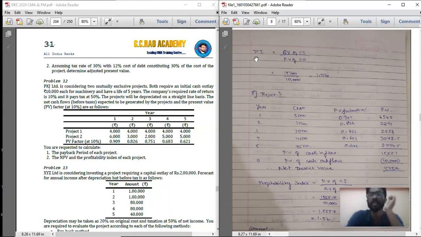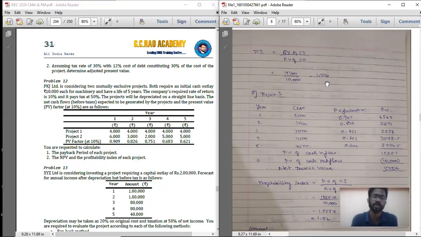Profitability index within bracket project 1 is equal to, take down the formula: present value of cash inflow divided by present value of cash outflow. So what is the present value of cash inflow which we found in project 1? 15,160, and cash outflow is 10,000. So 15,160 divided by 10,000 is equal to 1.516. So that is the profitability index for project 1.